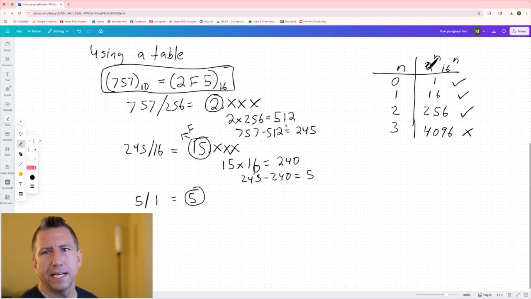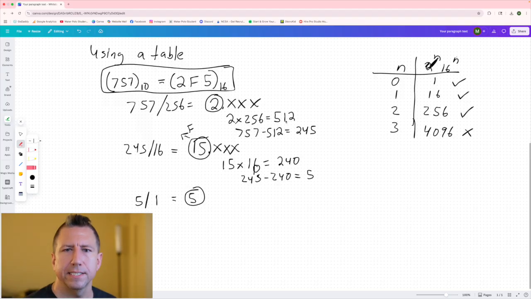And we can see that that matches what we got when we did successive division. So that is the method of using a table of the powers of 16 to determine what your conversion is from a decimal to a hexadecimal.